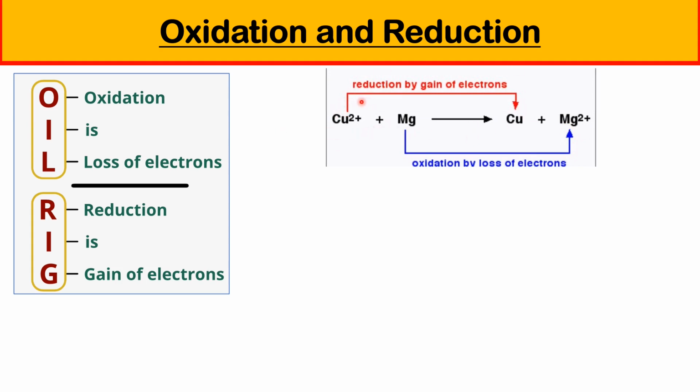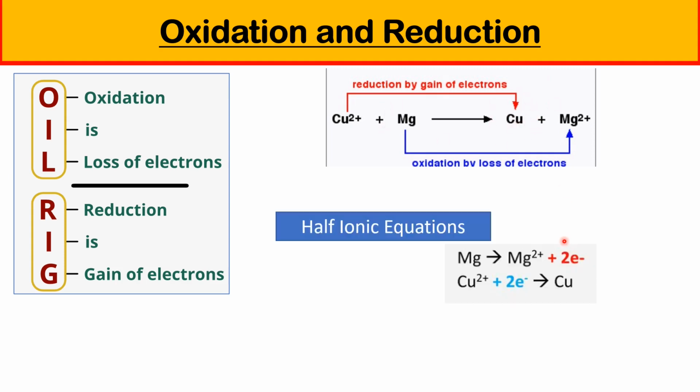Why? Because copper 2 positive is changing into copper. And how can it convert into copper? By gaining the electrons. So the half ionic equations will be Mg is changing into Mg2 positive plus 2 electrons. You have to write the same metal in the same ionic equation. So it will be Mg is giving Mg2 positive. As it is changing into cation, it means that it is giving away the 2 electrons.